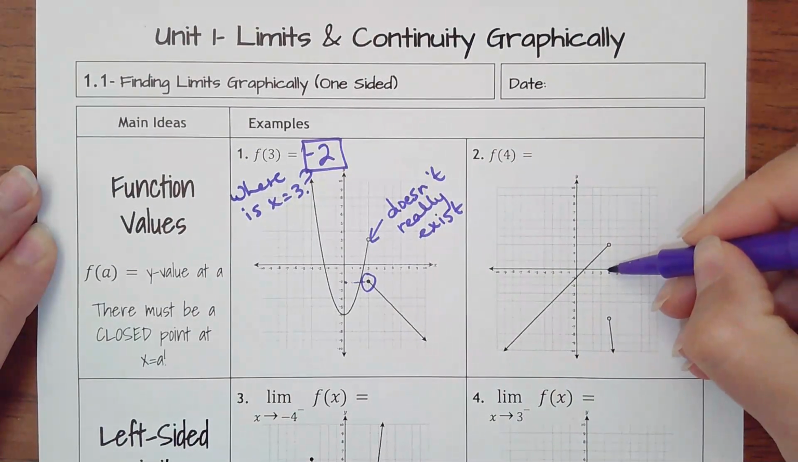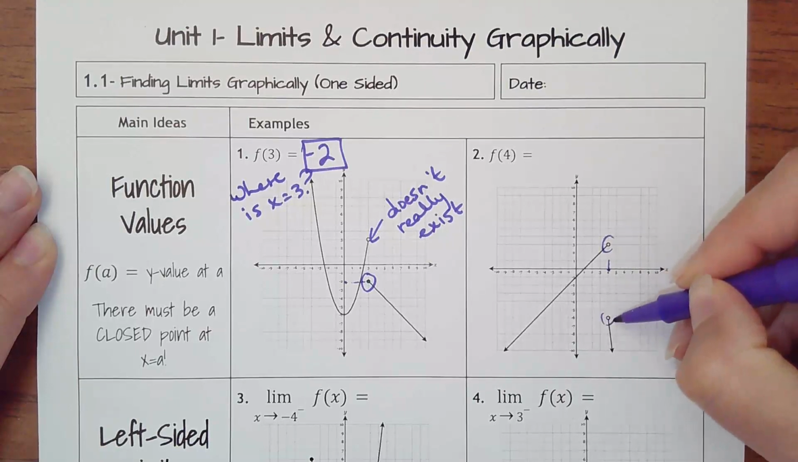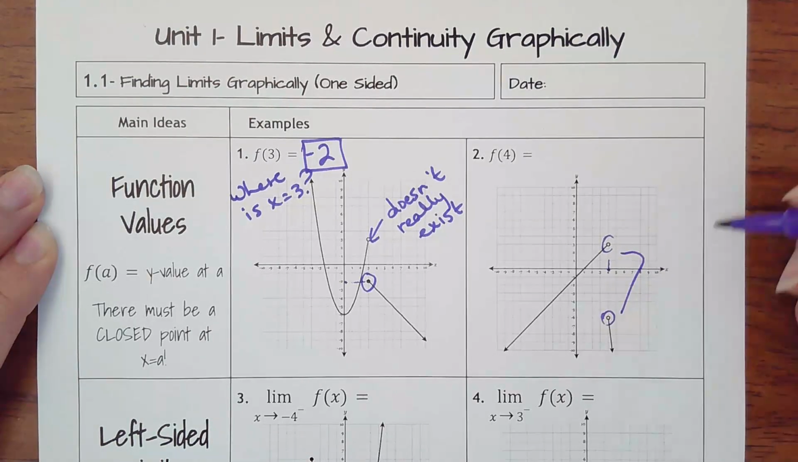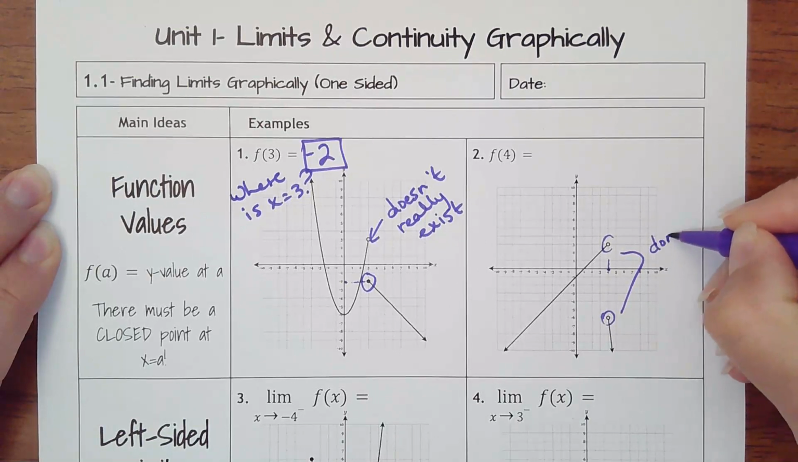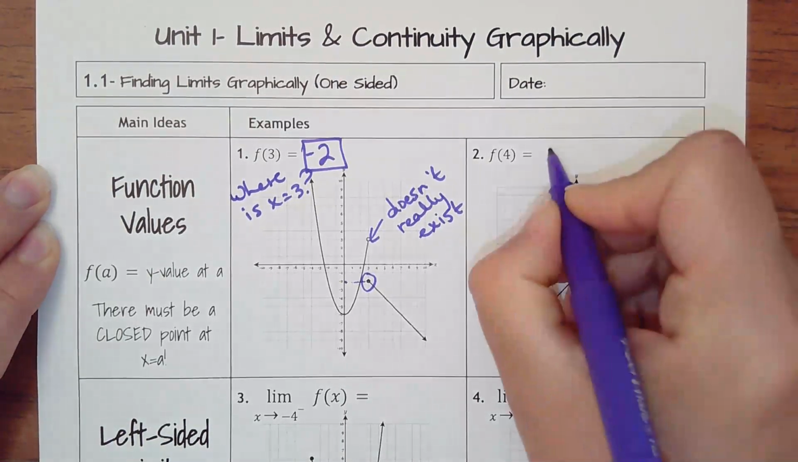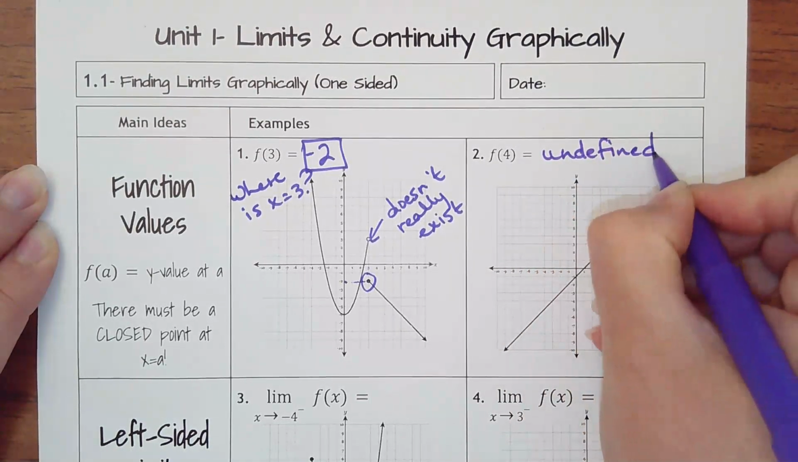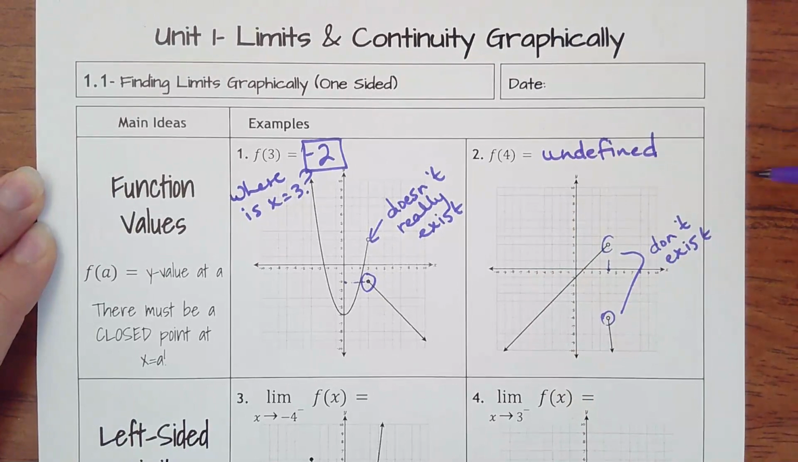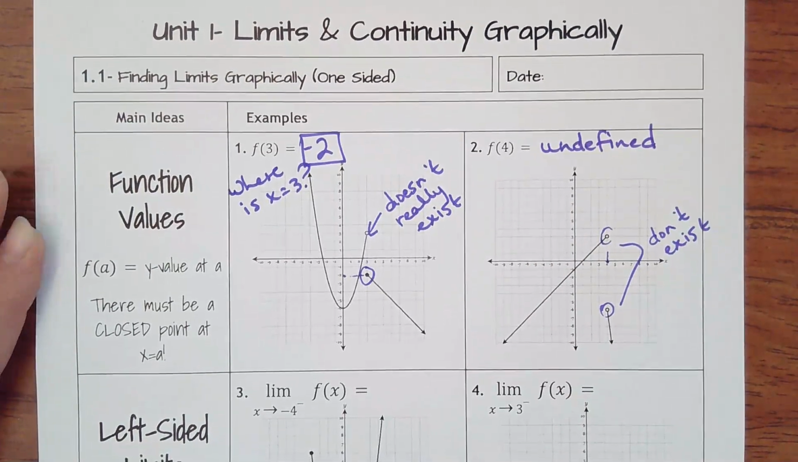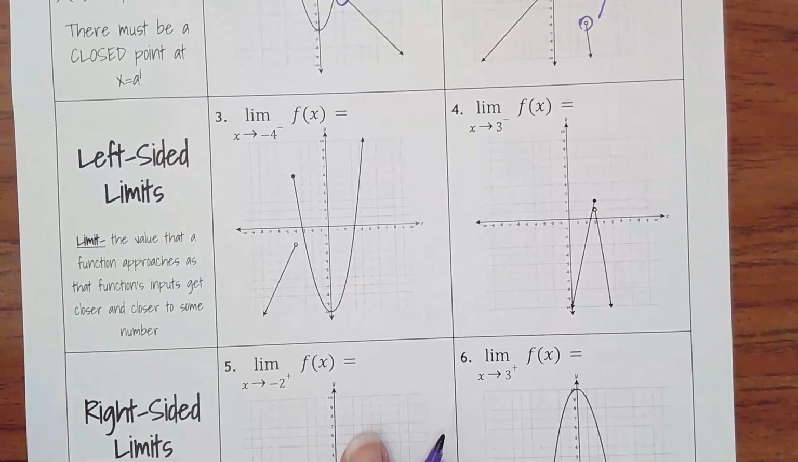All right, number 2, f of 4. If I come here where x is 4, I either have an open or another open. Well, neither one of these exist. So there should be a button that you'll push that'll say undefined. We also use that for describing vertical slopes. Undefined means we can't define it with a numerical value. All right, on to the limits.